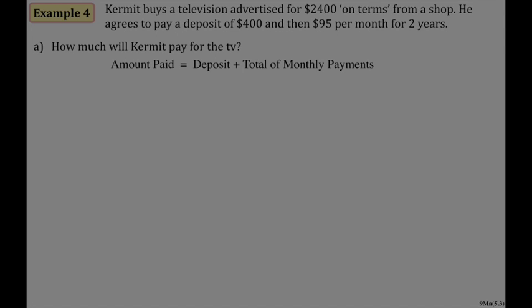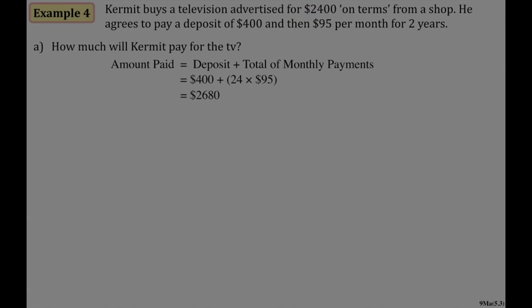The amount that he pays back is going to be the $400 because he paid that on the TV, and $95 is going to be paid back 24 times because there's 24 months in 2 years. So there's his deposit that he paid and 24 payments of $95. So let's put that into the calculator. He's going to pay $2,680 for a $2,400 TV.